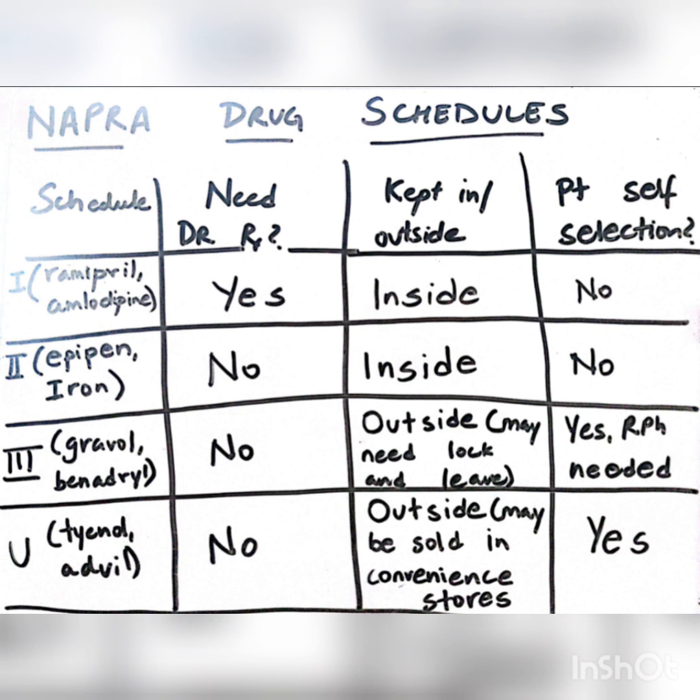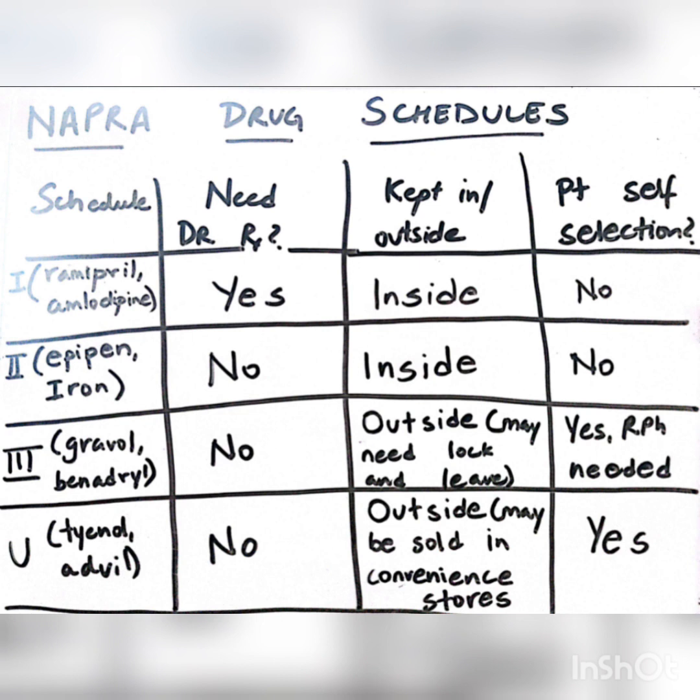The first column says needs a doctor's prescription. The second one says kept inside or outside the pharmacy, which is the dispensary area of the pharmacy. And the third one is available for patient self-selection. That means it's usually kept outside the pharmacy in the over-the-counter section.